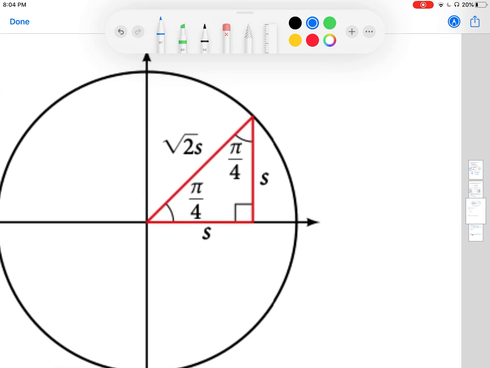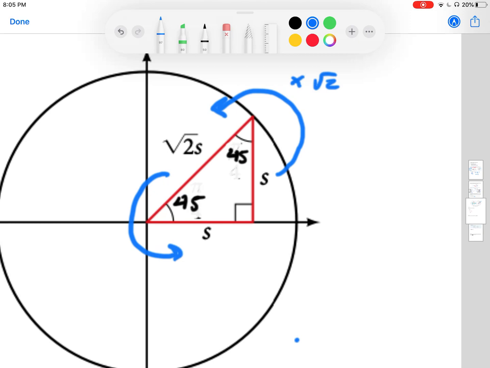Next, we have a 45-45-90 triangle. Again, I'll erase these markings so I can write my degree measurements because I like that more. So this one's a bit easier to remember. Our sides are 1 or whatever value, and to get to our hypotenuse, we multiply by square root of 2. To go from a hypotenuse to a side, we divide by square root of 2.